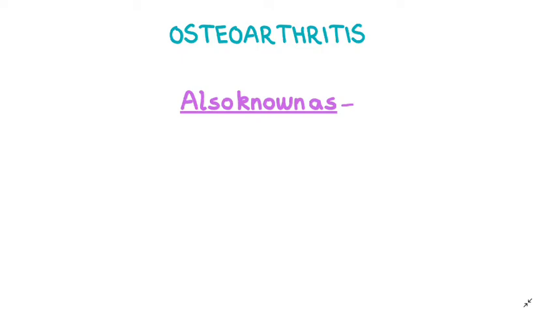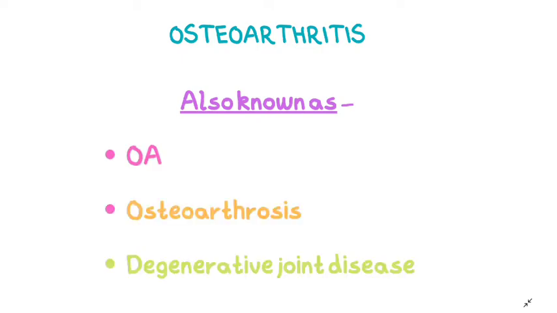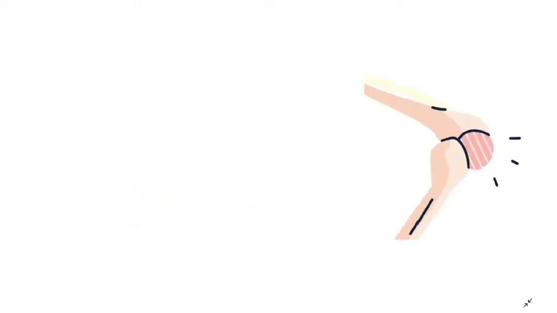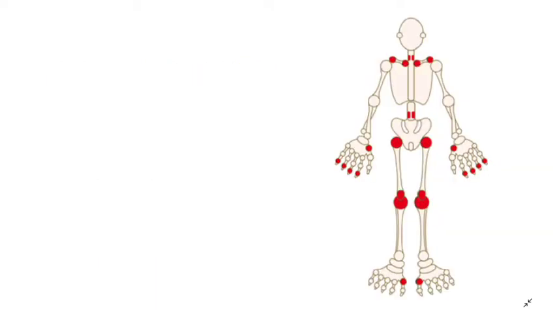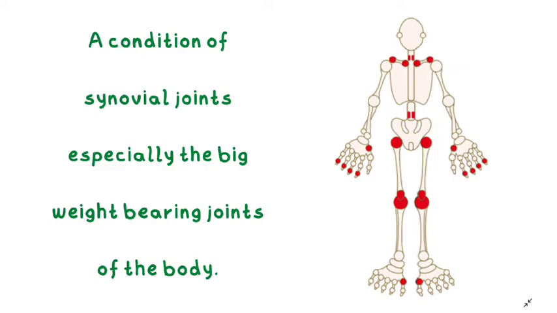It is also known as OA, osteoarthrosis, and degenerative joint disease. It is a chronic progressive degenerative disease and the most common form of joint disease, and a condition of synovial joints, especially the big weight-bearing joints of the body such as hips, knee, vertebrae, interphalangeal joints of the fingers, etc.